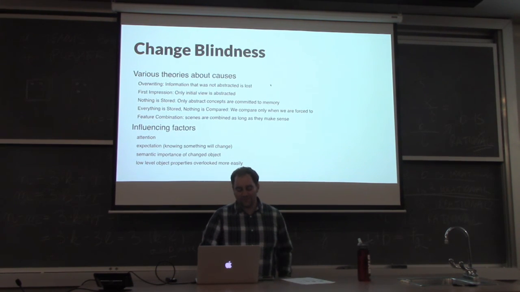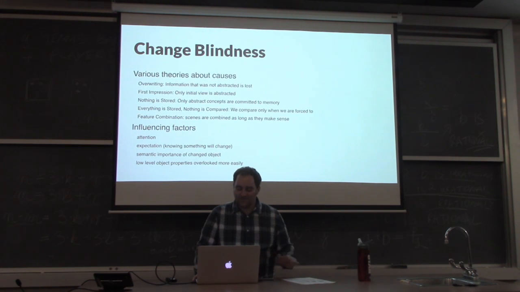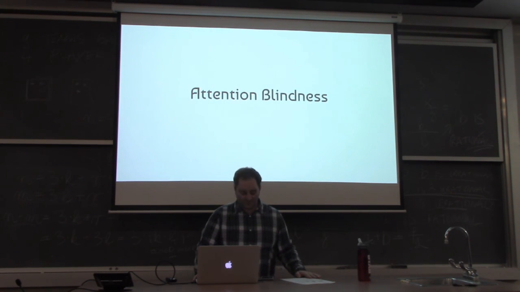So low-level object properties are also overlooked more frequently. And so we'll continue next time with attention blindness and then go into data types.